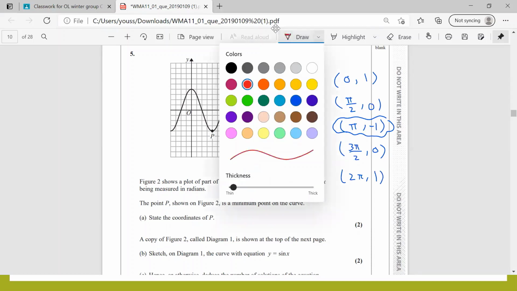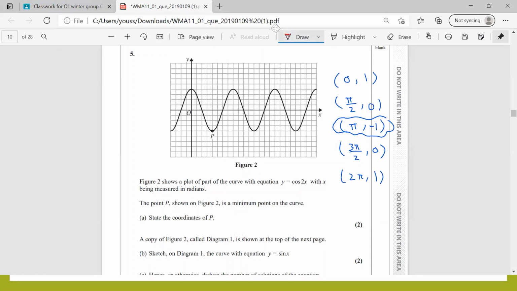But here we don't have the original, we have cosine 2x. The one after transformation is 2x. So what we will do to the x is we will divide the x coordinate by 2 in here. So this point will be changed into pi over 2 and negative 1 in this case.